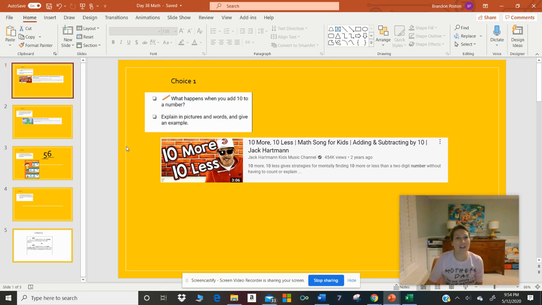It is day 38 of your math choice board activities, and we have some really fun choices today. So I'm going to go ahead and go over those with you. Choice number 1 says, what happens when you add 10 to a number? Explain in pictures and words and give an example. Boys and girls, this is easy peasy stuff here.